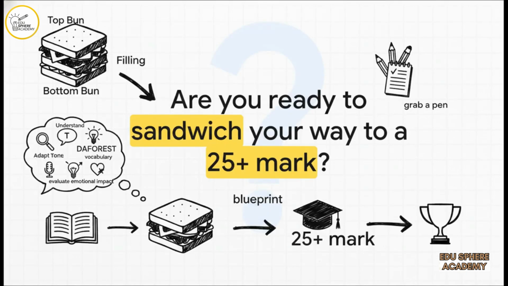So there it is. You now have the exact blueprint to sandwich your way to those 25+ marks. We've tackled the assessment objectives, how to adapt your tone, the awesome DAFR test techniques, the sandwich method for your paragraphs, ambitious vocabulary, and ruthlessly evaluating your emotional impact. But all of this begs one massive question. Now that you hold the linguistic tools to incite, shock, and persuade at will, whose mind are you going to change first?